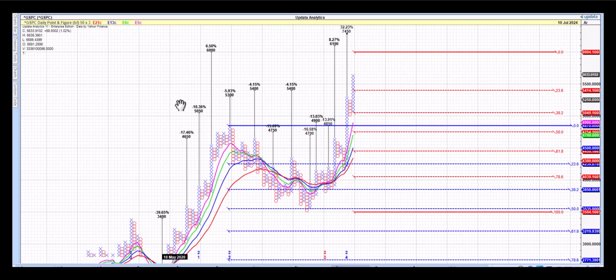Now if we look at this move from here to the 6,000 zone, because we think, well, maybe in terms of seasonality we can still get to 6,000. We're 6.5% away from that.